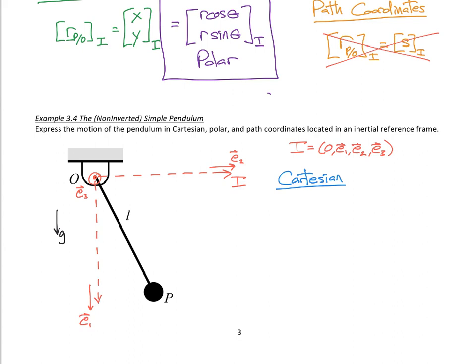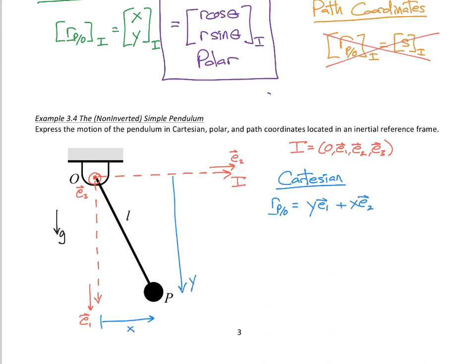So now let's define the location of the pendulum in Cartesian coordinates, which means that we need to have an x and a y. We'll define positive x to the right. We'll define positive y down. And so our position vector of point P is equal to y in the E1 plus x in the E2 direction.